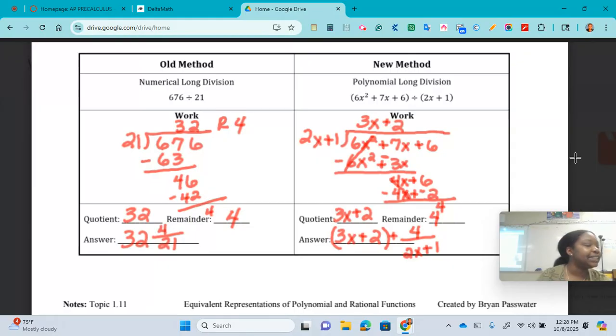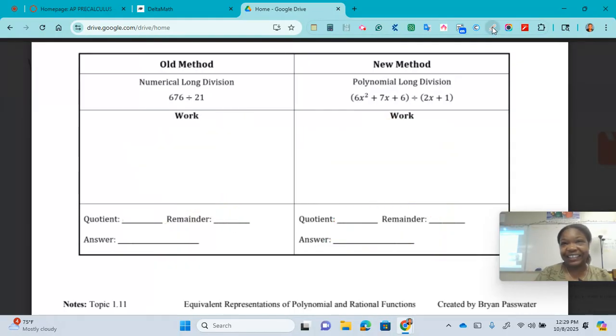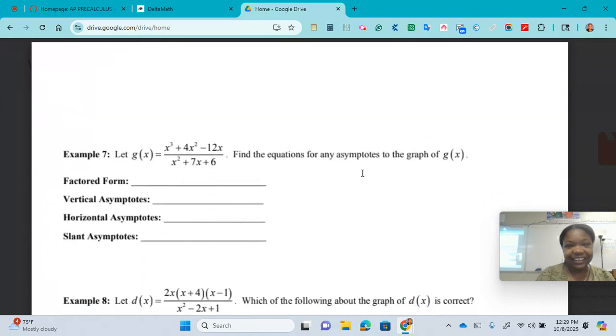How do we know that it's a slant asymptote for example 6? The degree of the numerator is greater than the degree of the denominator by 1. That's when you automatically do slant asymptote. All right? Everyone got this?